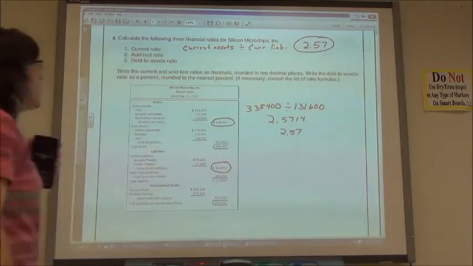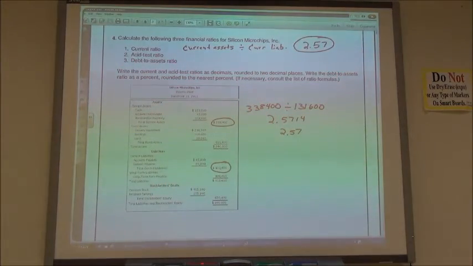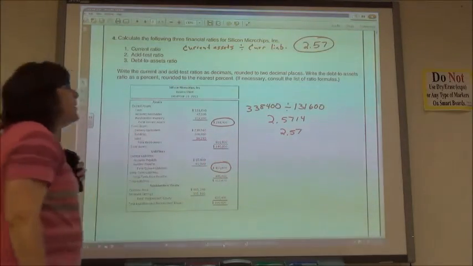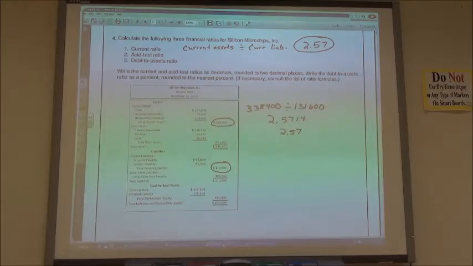That would be my current ratio, 2.57. Now I'm not sure when I move the board to look back at my worksheet if it's going to erase anything, so I'll give you a minute here to make sure you got that written down. We need the acid test ratio.